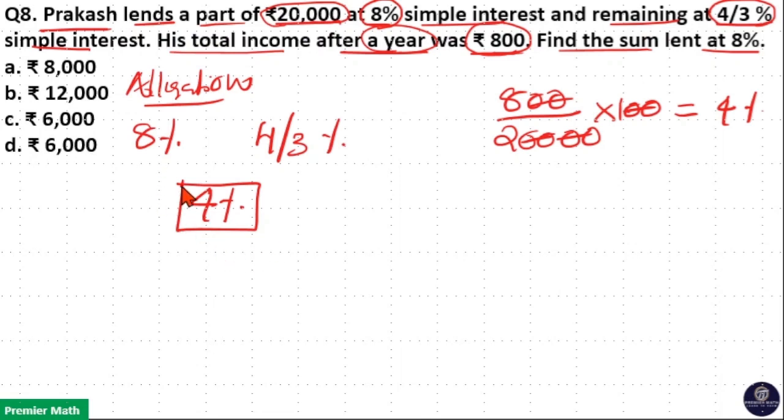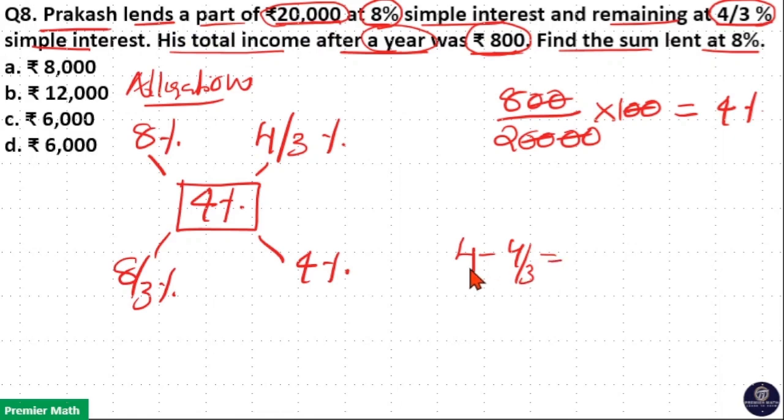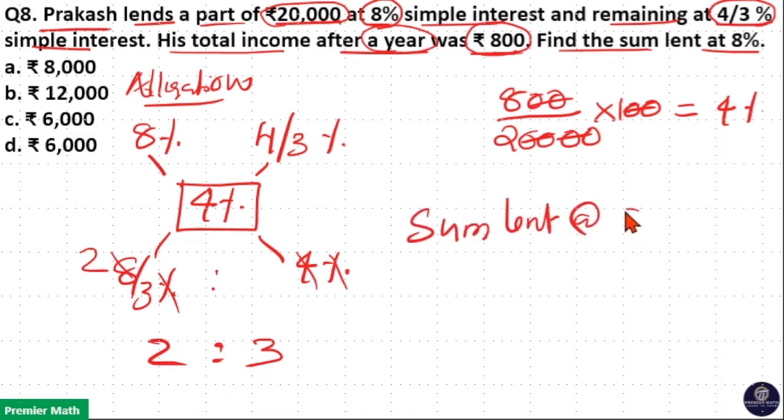Now take the difference. That is, difference between 8 and 4 is 4%. Difference between 4/3 and 4 is 8/3%. That is, 4 minus 4/3 is 3 into 4, 12. 12 minus 4 is 8. So 8/3. Now, if you take the ratio of 8/3 and 4%, percentage cancel, 4 goes 2 times in 8. That is, 2 by 3 is to 1. That means 2 is to 3 is the ratio. So, sum lent at 8% is 2 part and sum lent at 4 by 3% is 3 part. Now, sum lent at 8% we need to find it. Here total part is 2 plus 3, 5 part. This 5 part is this 20,000 rupees.